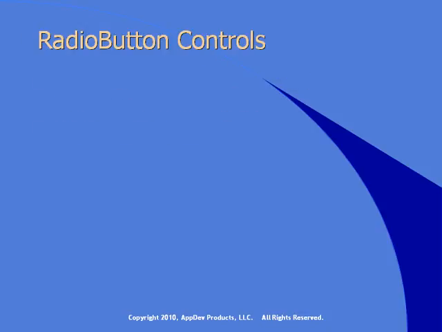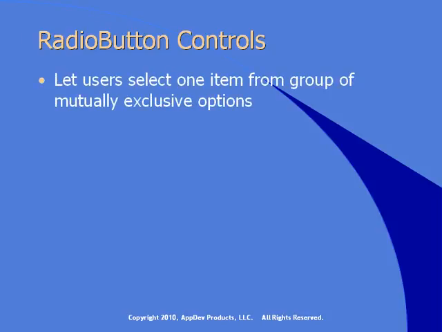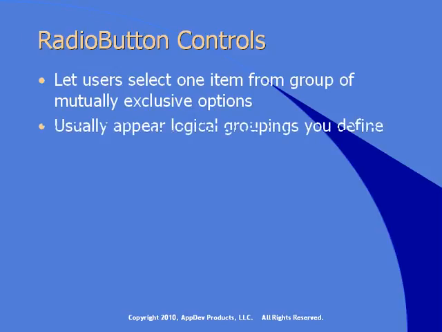Another type of control that is related to the checkbox is a radio button control. Radio buttons let users select one item from a group of mutually exclusive options. Generally, radio button controls appear in logical groupings that you can define on a web form. Let's take a look at how you can use checkbox and radio button controls.